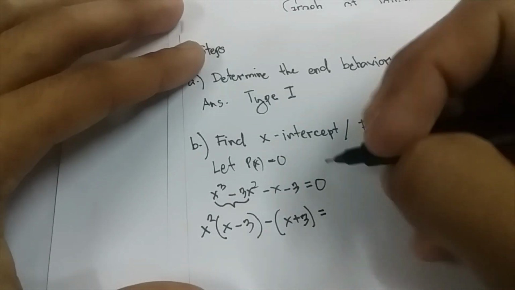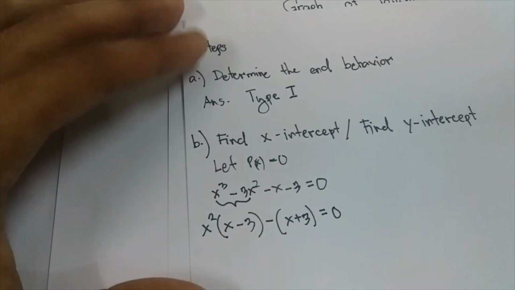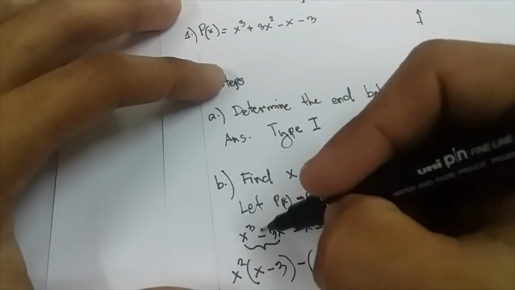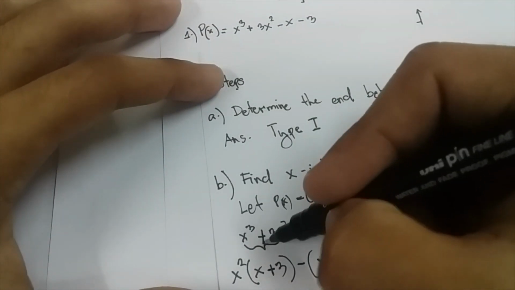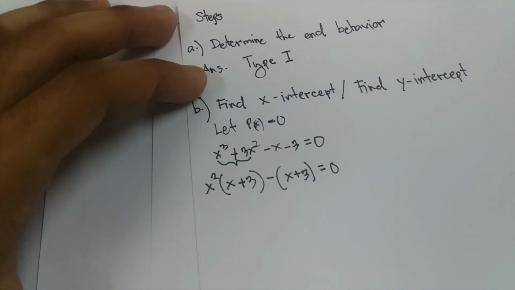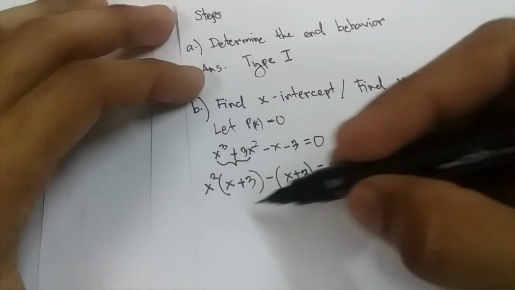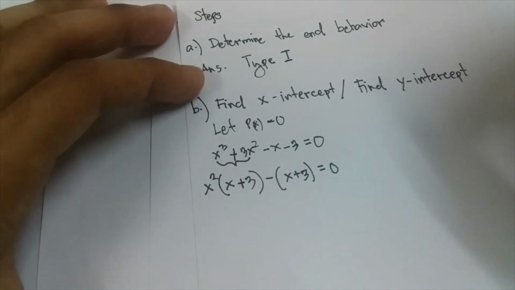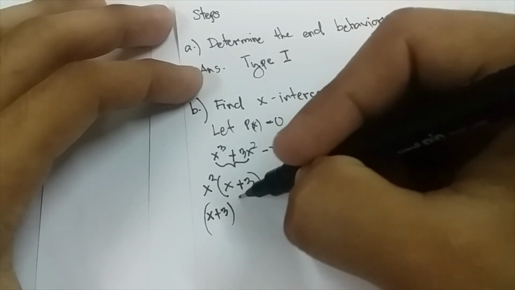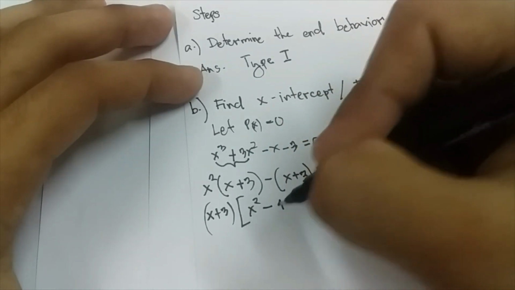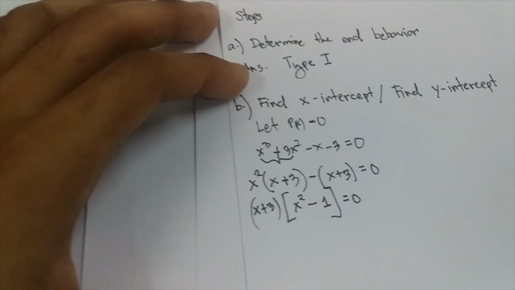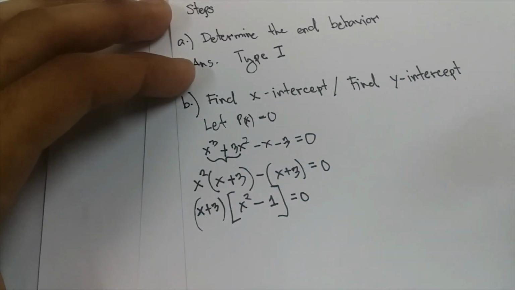Is equal to 0. That should be positive. Okay, now we can factor out the quantity of x plus 3 from the first term and also the second term. So this becomes x plus 3 times x squared minus 1. Okay, so from here we can now find the value of our x.